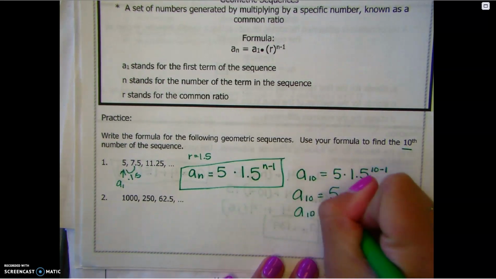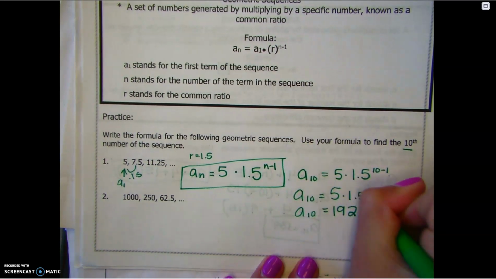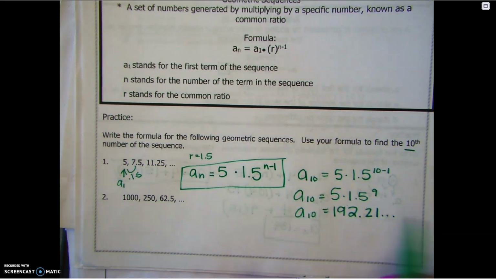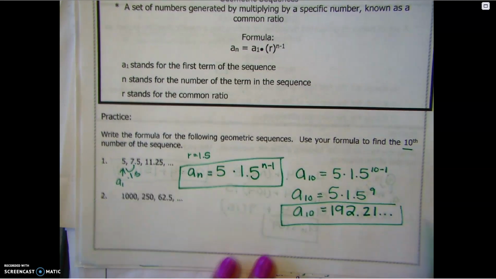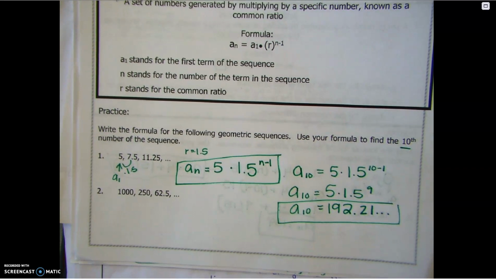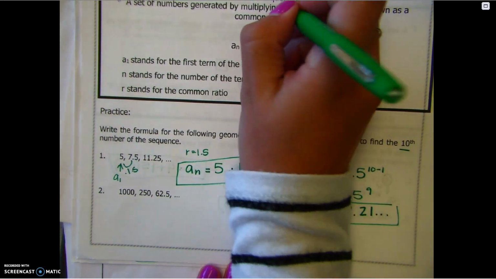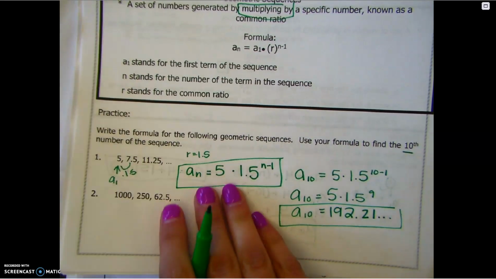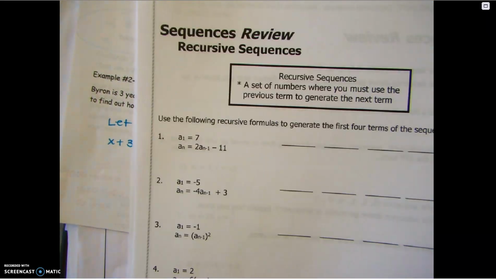I actually get like 192.21. I'm just going to put ... to say that it goes on forever. So that would be the 10th term in my sequence. And so I could do that for any of them. So that's geometric. Geometric is just multiplying every time. So multiplying or dividing. And arithmetic is adding and subtracting.